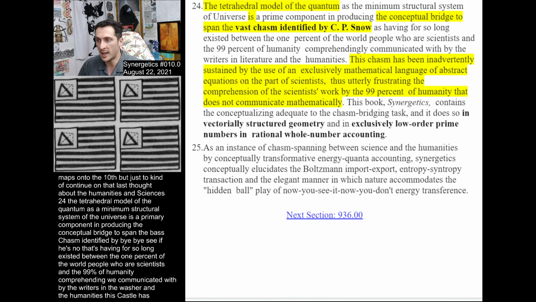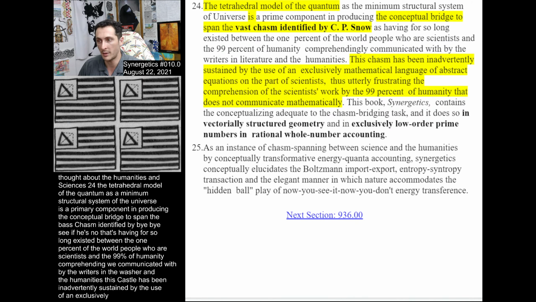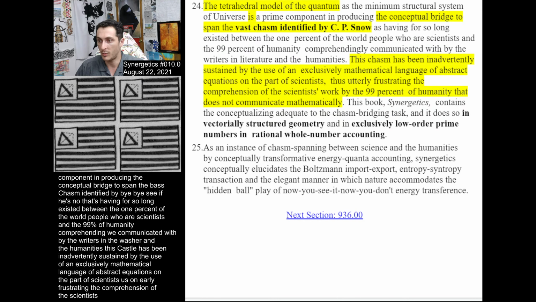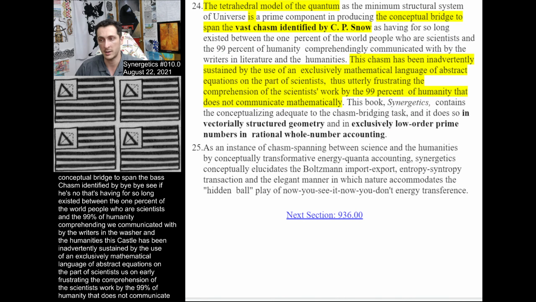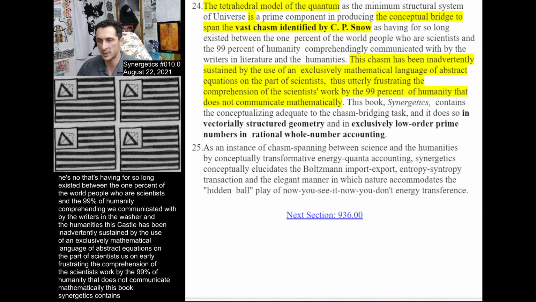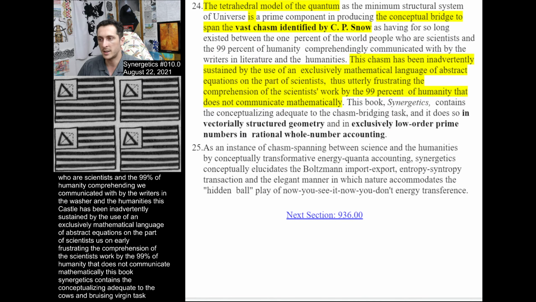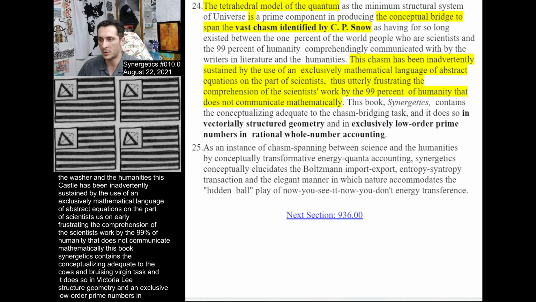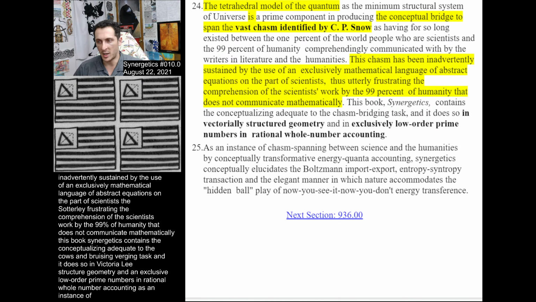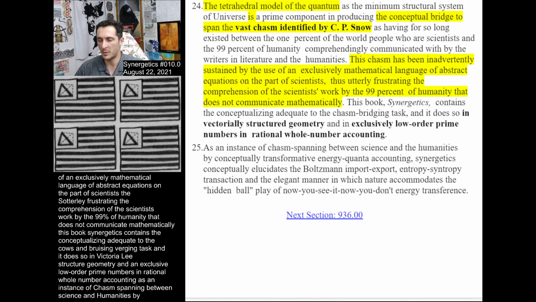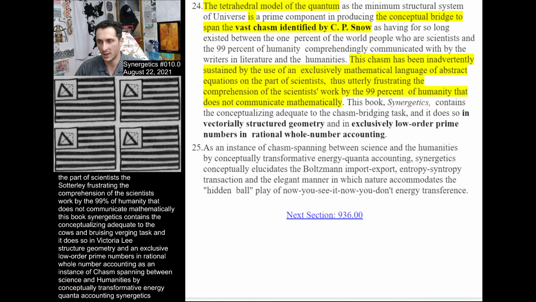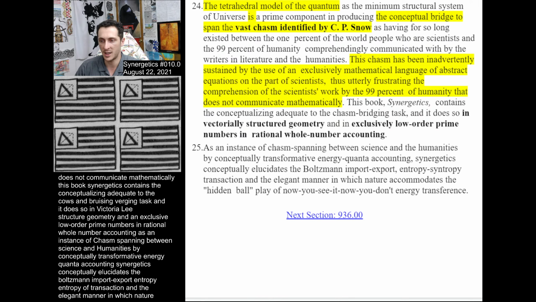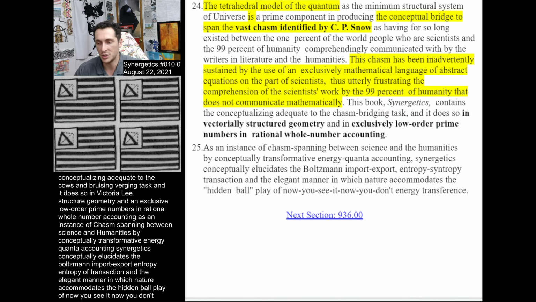This chasm has been inadvertently sustained by the use of an exclusively mathematical language of abstract equations on the part of scientists, thus utterly frustrating the comprehension of the scientists' work by the 99% of humanity that does not communicate mathematically. This book, Synergetics, contains the conceptualizing adequate to the chasm bridging task, and it does so in vectorially structured geometry and in exclusive low-order prime numbers in rational whole number accounting. As an instance of chasm spanning between science and the humanities by conceptually transformative energy quanta accounting, Synergetics conceptually elucidates the Boltzmann import-export, entropy-syntropy transaction, and the elegant manner in which nature accommodates the hidden ball play of now you see it, now you don't, energy transference.